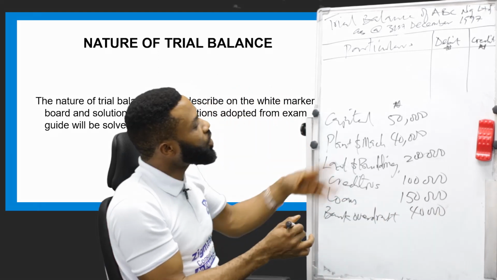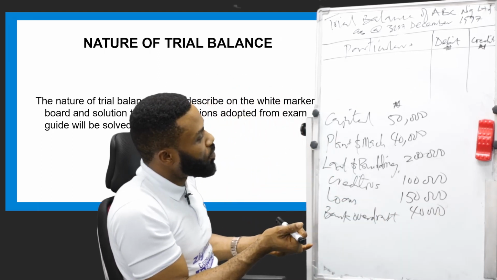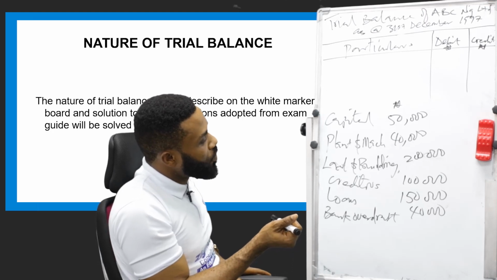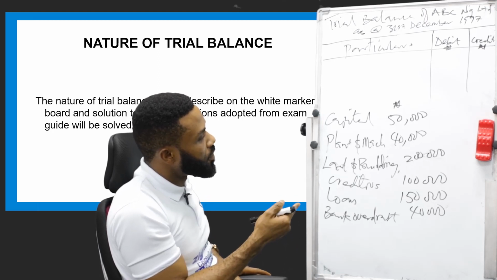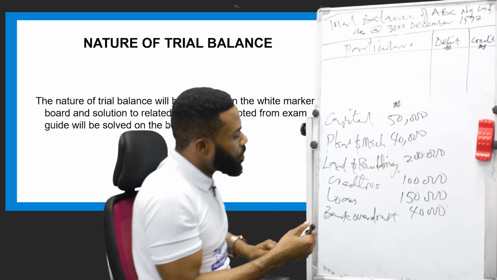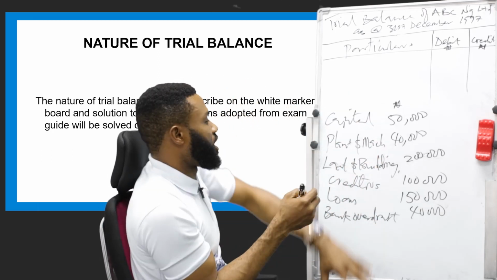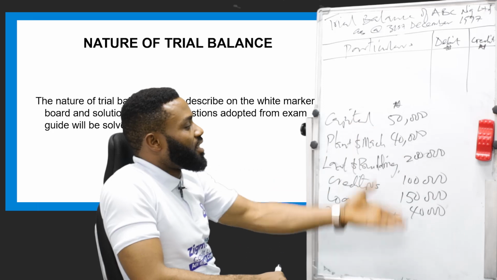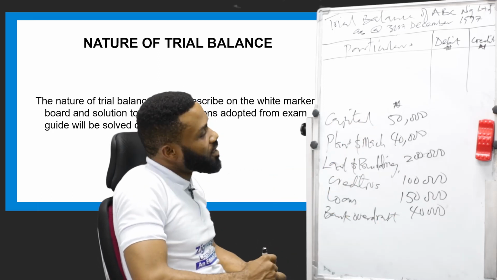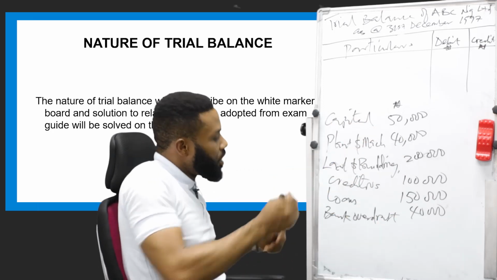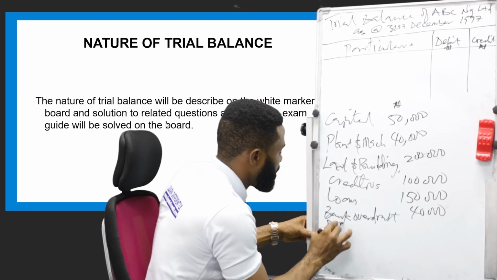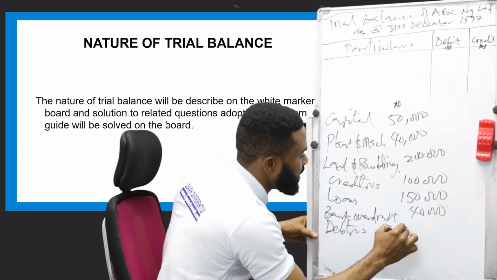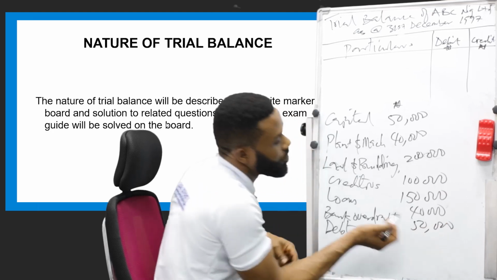Now, looking at what we have on the board, we have some transactions on the board. These are balances extracted from the ledger account. Okay, let's add debtors, should be 50,000.